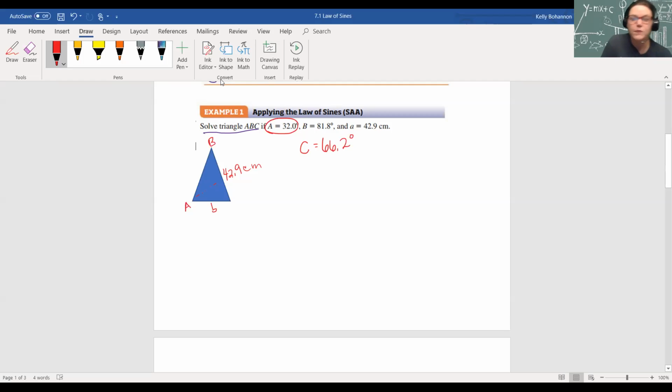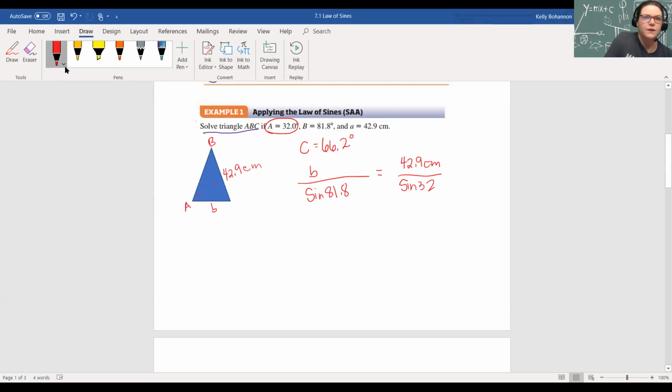I'm looking for little b, which means I want little b on top, and sine B on the bottom. So sine of 81.8 on the bottom equals the known ratio that I have, 42.9. The sides are on top right now, over sine 32. It's easiest, I think, to do all of the algebra first before you put anything into your calculator, because sometimes they're going to want exact answers.